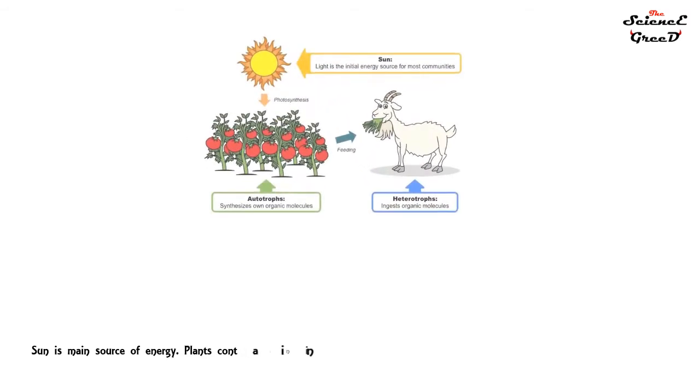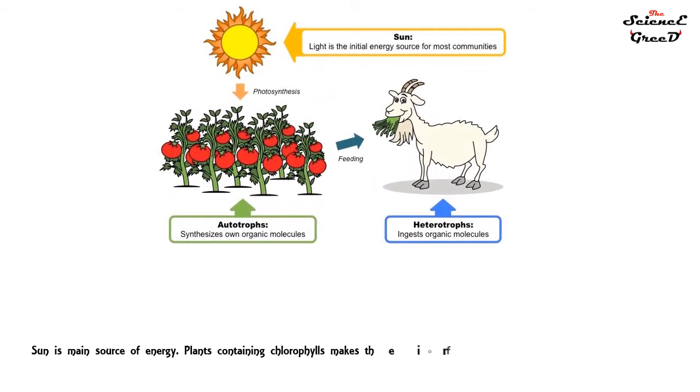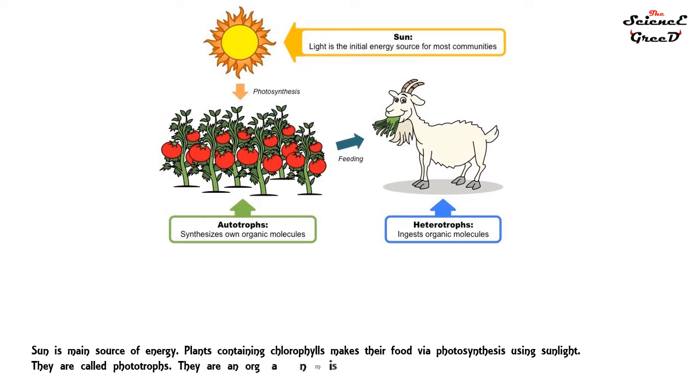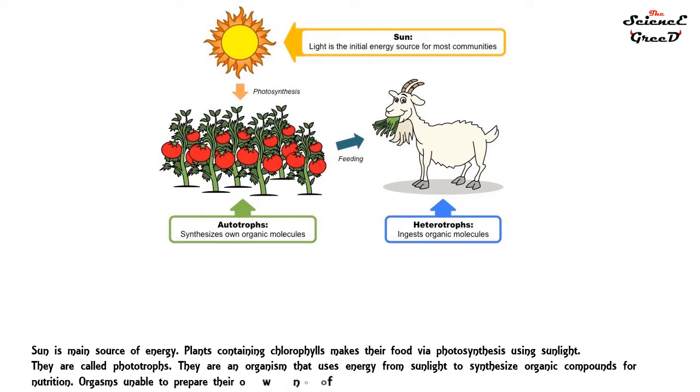Sun is the main source of energy. Plants containing chlorophyll make their food via photosynthesis using sunlight. They are called phototrophs. They are organisms that use energy from sunlight to synthesize organic compounds for nutrition. Organisms unable to prepare their own food get nutrition from the phototrophs.